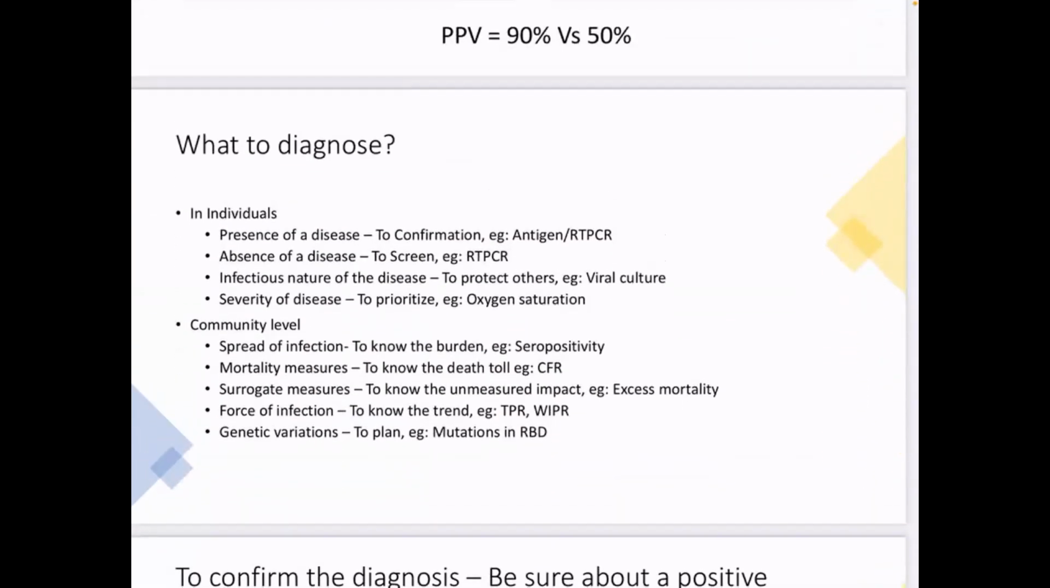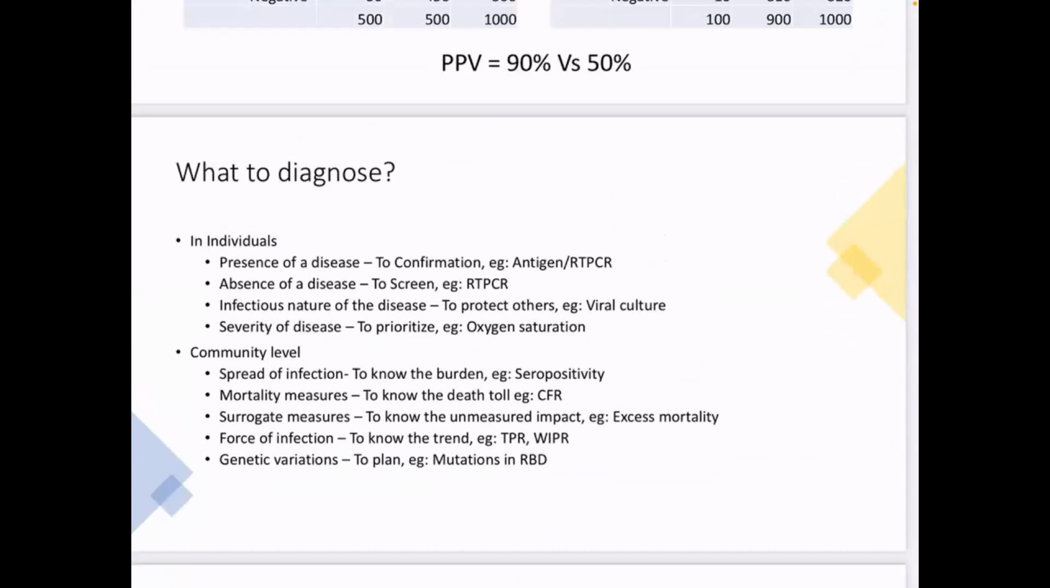Okay, this is our original slide. To diagnose at the individual level, for confirmation and for screening, we are using RT-PCR or antigen.